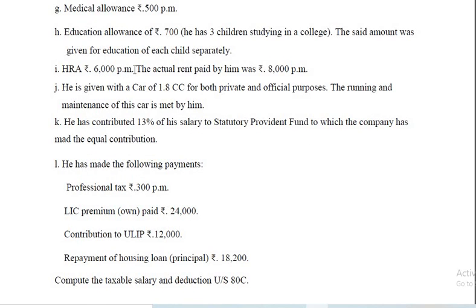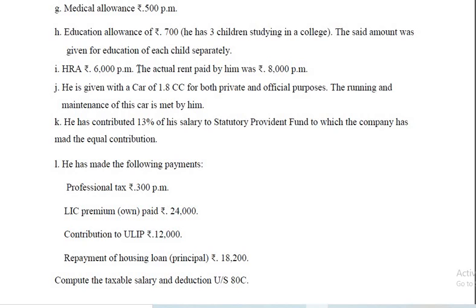HRA 6,000 per month. The actual rent paid by him was 8,000 per month. So 6,000 into 12. So 72,000 is the HRA received for the entire year. Now out of that, how much is exempt, how much is taxable, you have to find out. Exemption is under section 10 subsection 13A. So there are 3 clauses or 3 points. Under that, whichever is less, that is exempt. Now what are these 3 clauses?